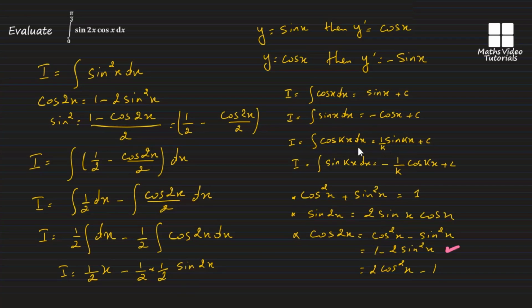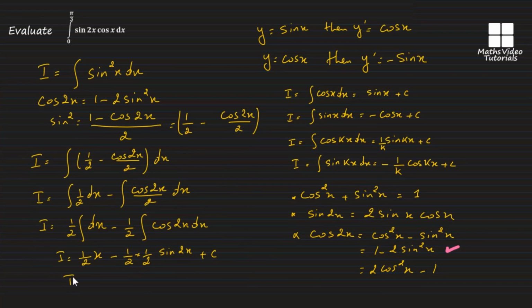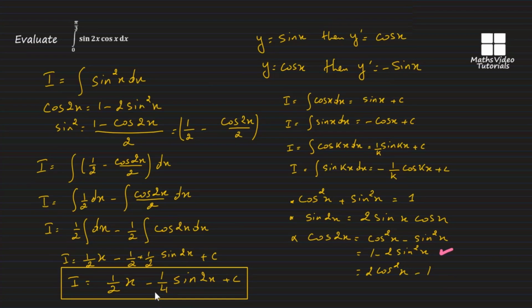Okay, so that comes from this, and then plus c. Let's just simplify this into 1/4. So that will be the final answer, really. Therefore, the answer finally is half x minus quarter sine 2x plus c. And that's your answer. So this is how you integrate sine squared.